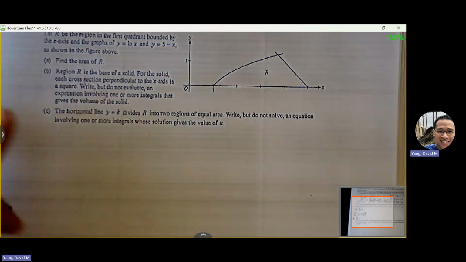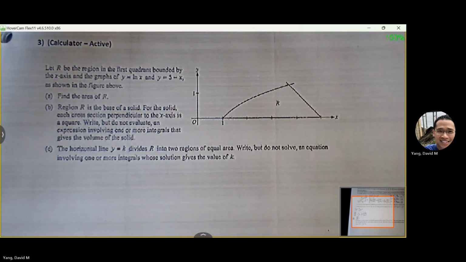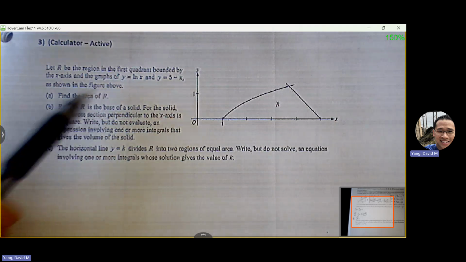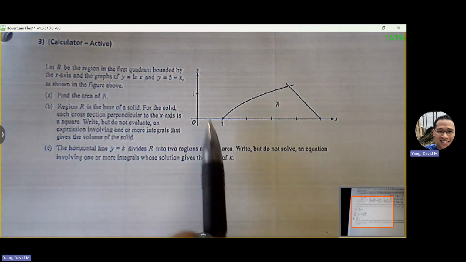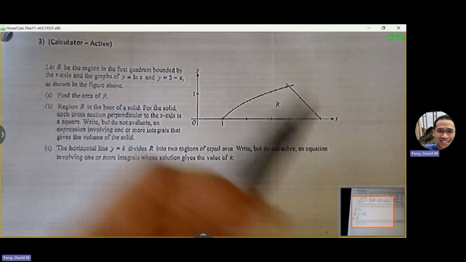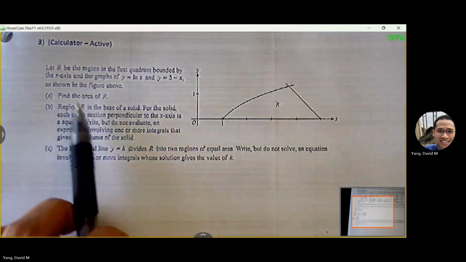Okay, so page 35. Let R be the region in the first quadrant bounded by the x-axis and the graphs of y equals natural log x and y equals pi minus x. Natural log is going to be the graph that's curved. The pi minus x is going to be the linear graph. Find the area of R.